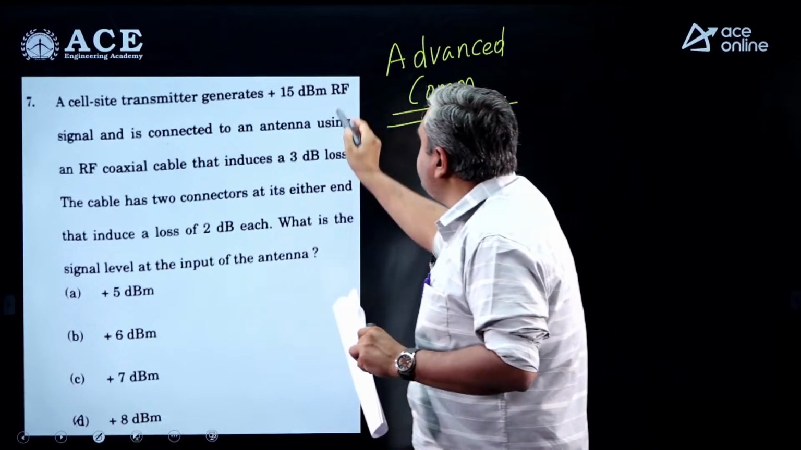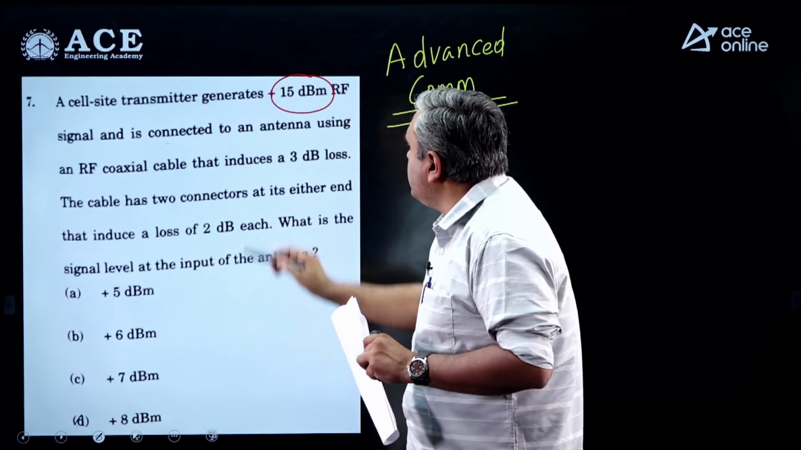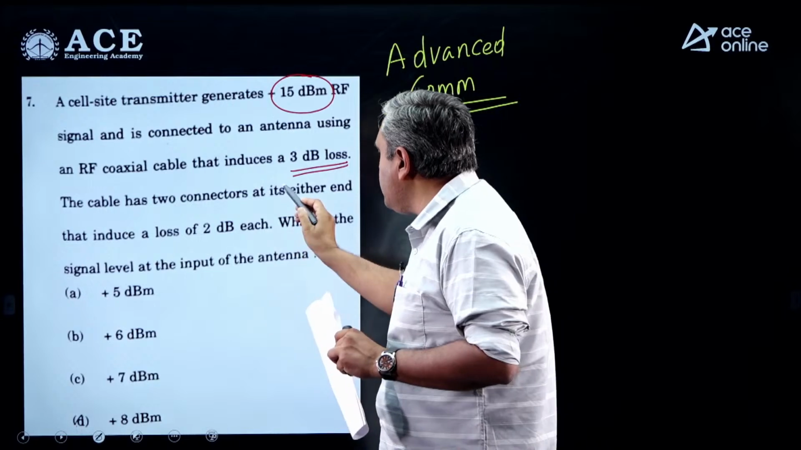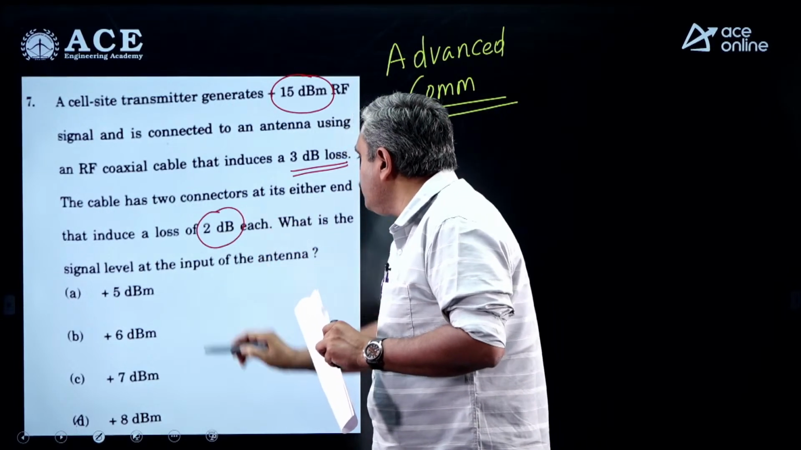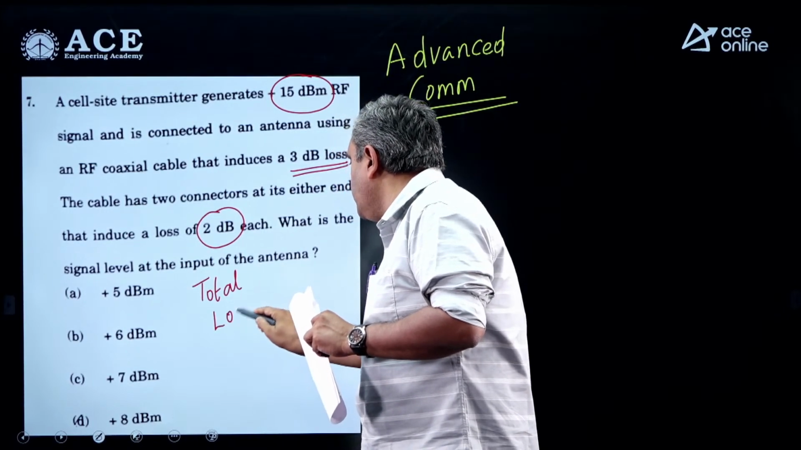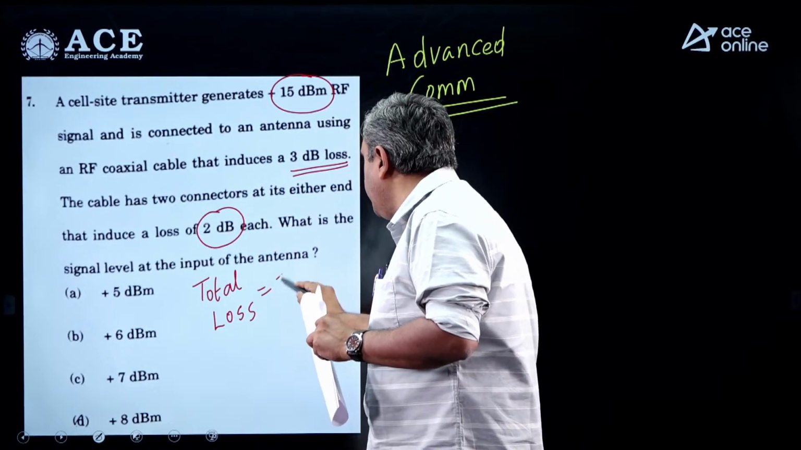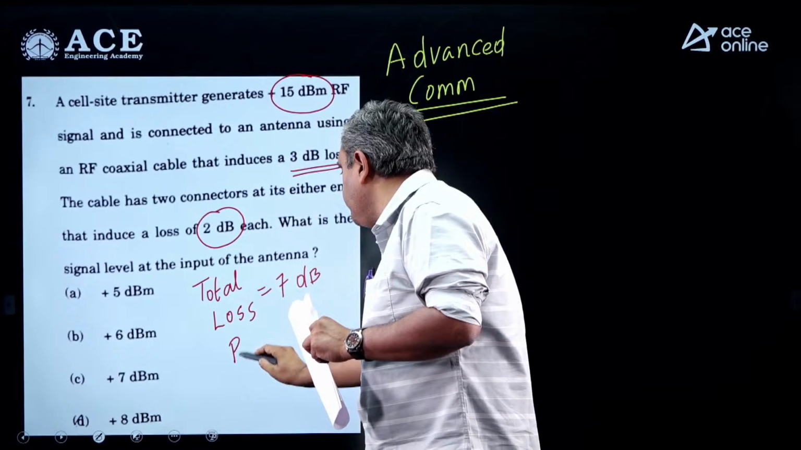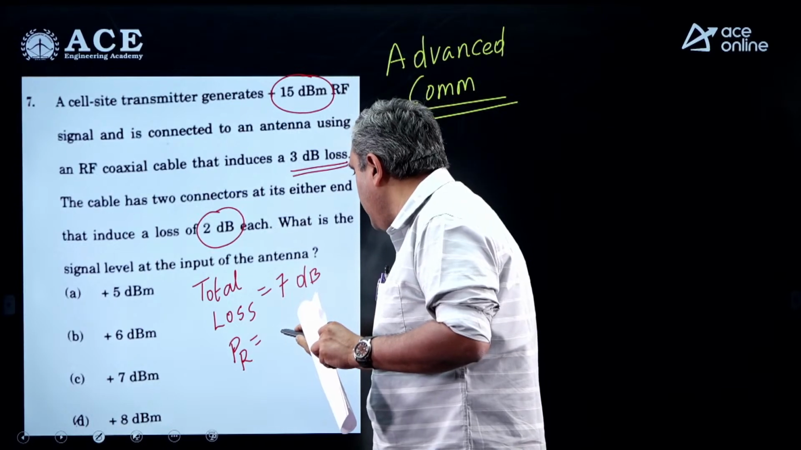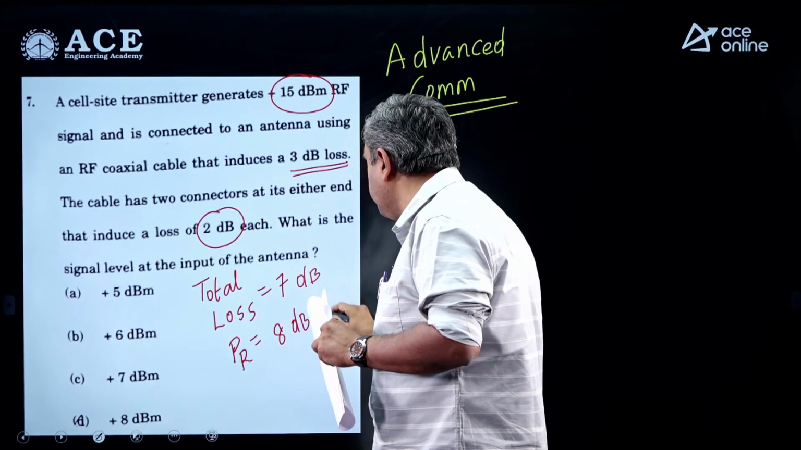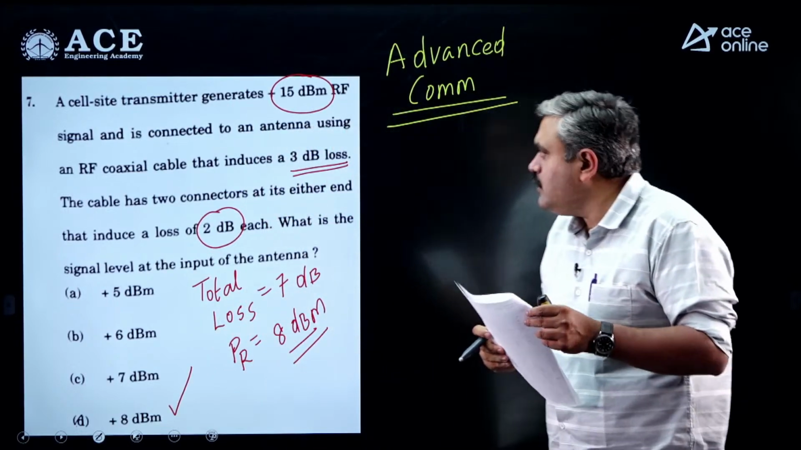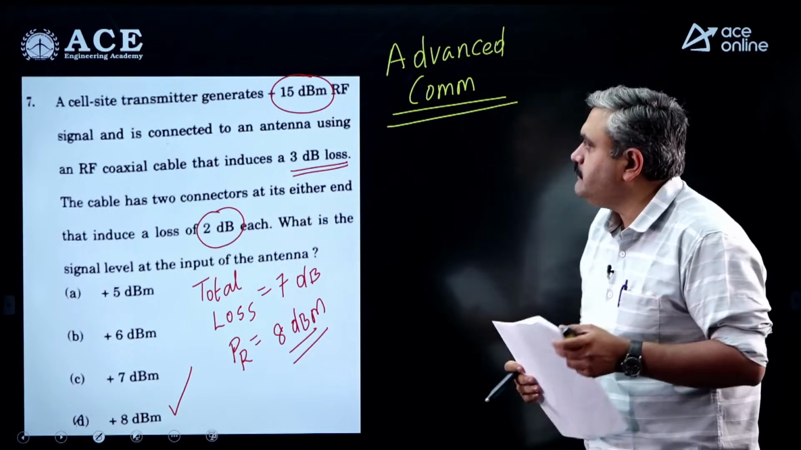Cell site transmitter generates 15 dBm, decibel milli, connected to an antenna. RF coaxial cable loss is 3 dB and the connector losses are 2 dB each, 2 connectors are there. So what is the total loss? Total loss is 3 plus 2 into 2, it becomes 7 dB. So what will be your received power? Total transmitted power 15 dBm minus the 7 dB, so it should become 8 dBm. Finish, over. So directly you can go with option D. No need to convert the dBm into dB again, directly you can tell.